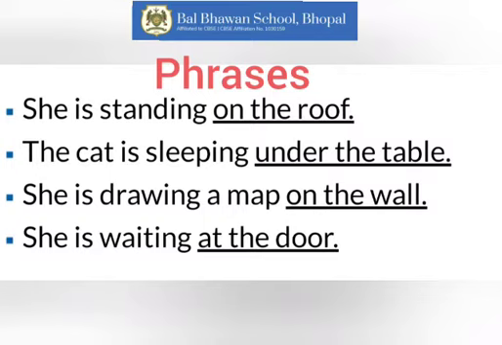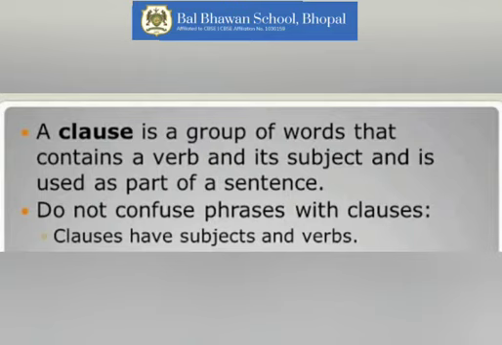Now, it is very important to note that the purpose of a phrase is to complement the overall structure of a sentence. Moving on to clauses. A clause is a group of words that consists of a subject and a verb. For example, he laughed. The guests arrive. A clause has both subject and verb. It can stand alone as a complete sentence because it gives a complete meaning.